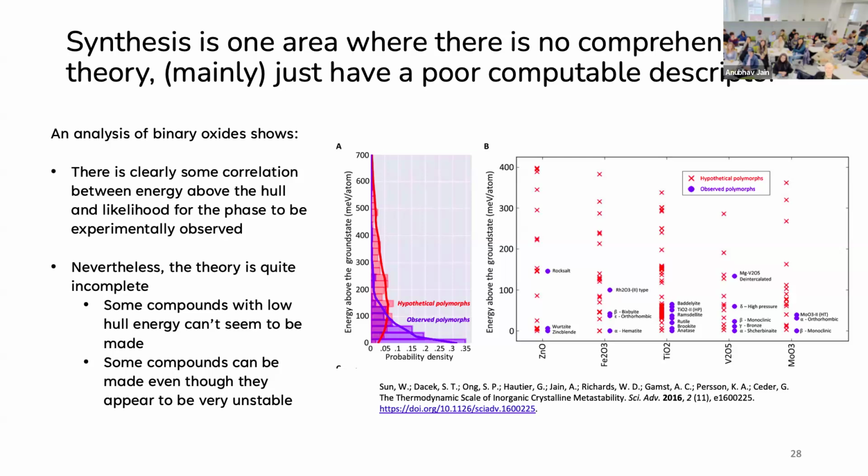And even in very simple binary compounds, where everything that's going to be made has probably been made, when you look at the E above hull descriptor, the blue ones are the ones that have been observed, the X's are the ones that haven't. There's a ton of stuff that you would think would exist theoretically, but that are never going to be made experimentally. So we can easily make predictions about materials that are stable, but we're not going to really know which ones are truly observable in reality.